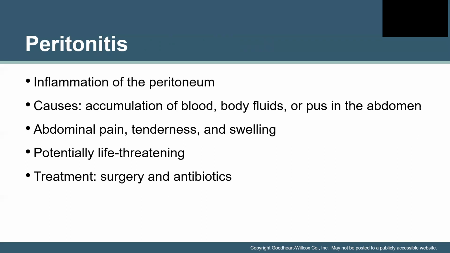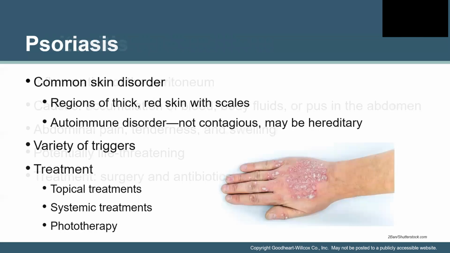Peritonitis is an inflammation within the peritoneum. The peritoneum is the internal abdominal cavity, kind of like the cavity and fluid-filled space around your intestines. The causes could be the accumulation of blood, body fluids, or pus in the abdomen. And you would have abdominal pain, tenderness, and swelling. This can be life-threatening, and you would hope for surgery and antibiotics to be available and functional.